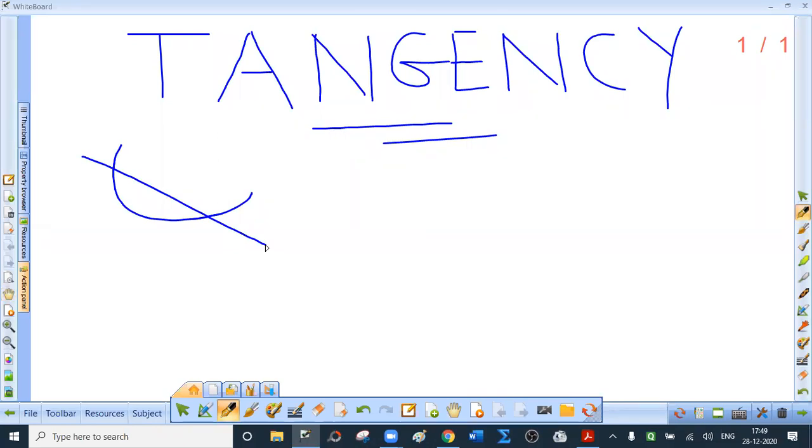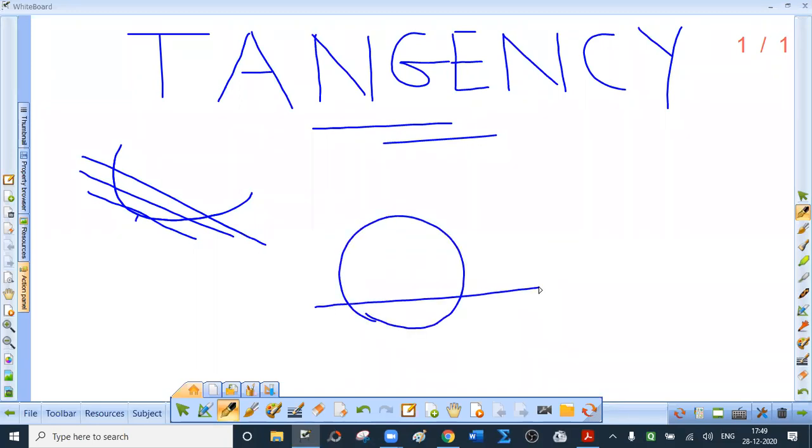But if this line intersects the curve in two coincident points as this, then it is nothing but tangent to this curve. If you consider a circle, is this line tangent? No. But is this line tangent to the circle? Yes, it is. Okay. So this is about tangent. So tangent is the limiting position of secant. And this is called the point of tangency or point of contact.